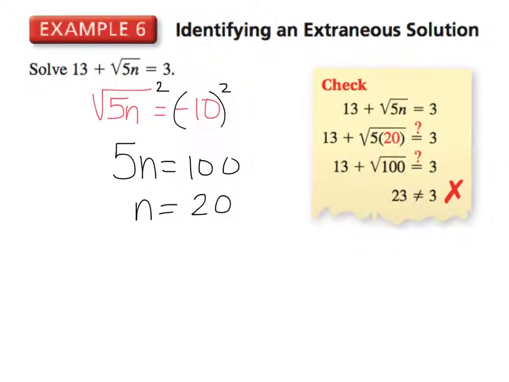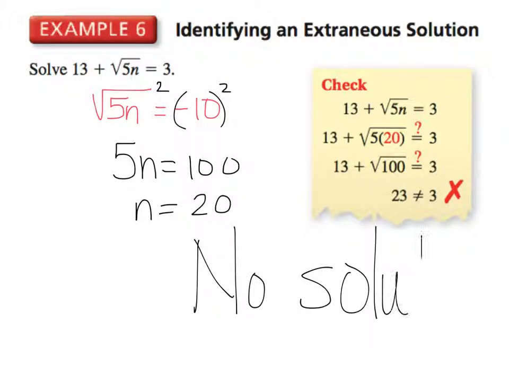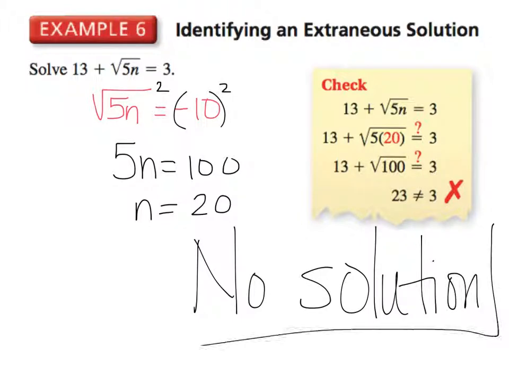No, definitely won't work. And it gives it away right at the beginning. The square root of anything can't give us a negative 10 or a negative anything. So you automatically know this will not work. So this is no solution.